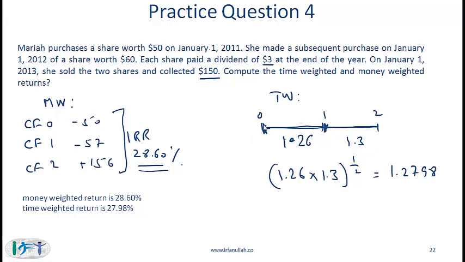If you think of the dollar from the start of the year, that becomes 1.26 times 1.3. To compute the time-weighted return, we need to find the geometric mean of these two numbers. So we multiply them and raise to the power of 1 over 2 because we have two periods, and we get 1.2798. This means that the return is 27.98%.